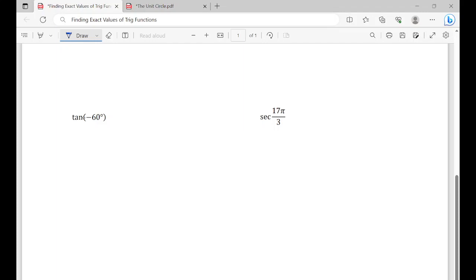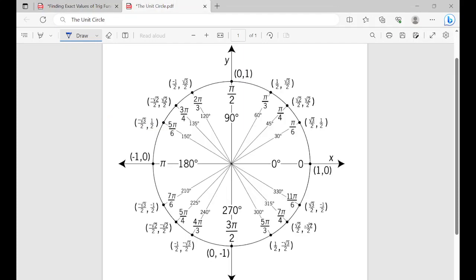Here we're looking for tangent of -60 degrees, so it's a negative. Not a big deal. We know that if we have a negative degree, we're going to go in the clockwise fashion. So we're going to go this way. So we're going to look for where 60 degrees is, this direction. And that's going to be at 300 right here, or -60 degrees.